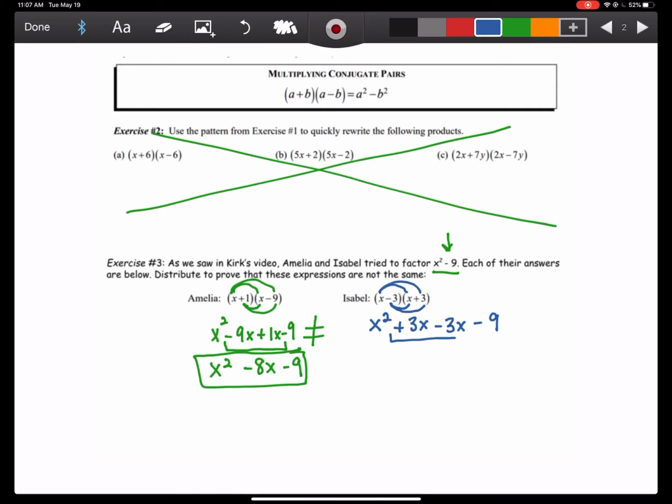This is promising because look at those like terms. They're going to equal 0. So we're left with x squared minus 9. Isabel was doing it correctly. So they are not the same. When in doubt, multiply it all the way out. Okay, you can move on to your next part of OMA number 30.